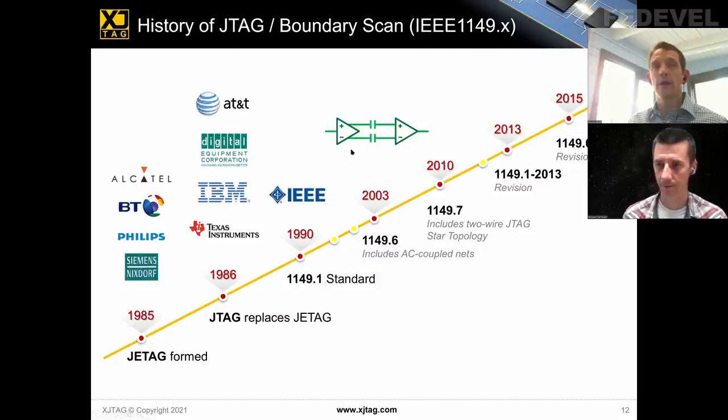Okay, and the difference for 1149.6 is that instead of setting your pin high and checking for the level, it sends edges and looks for the edges to transition from a transmitter to a receiver. So it will send a stream of pulses effectively between the transmitter and the receiver, and the last edge of that stream of pulses will either be a rising or a falling edge, and the receiver will report which type it saw.